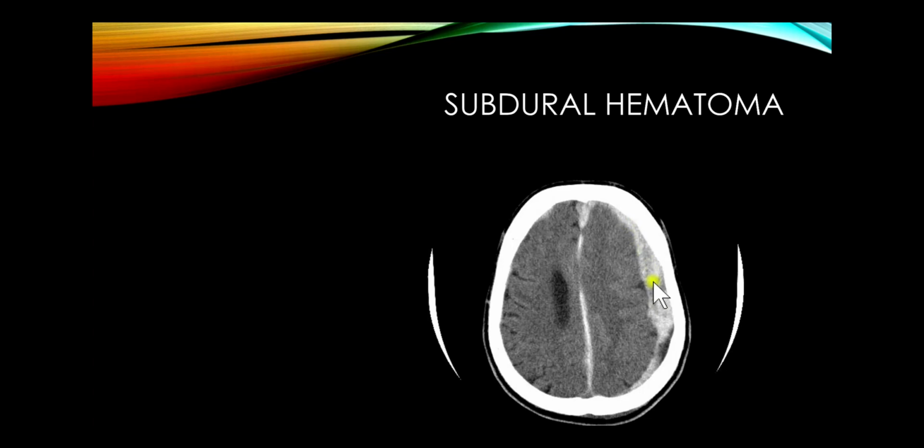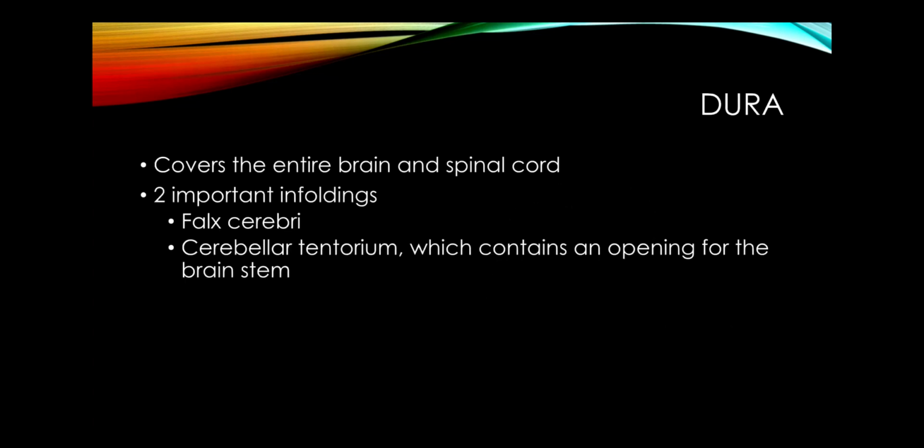Okay, we can also see that there is some mass effect here because later on in this lecture we're going to talk about the lateral ventricle. So here's the right lateral ventricle. We don't see it on this side, and that's because of the mass effect here of the subdural hematoma. So you need to recognize the appearance on a CT of an epidural versus a subdural hematoma.